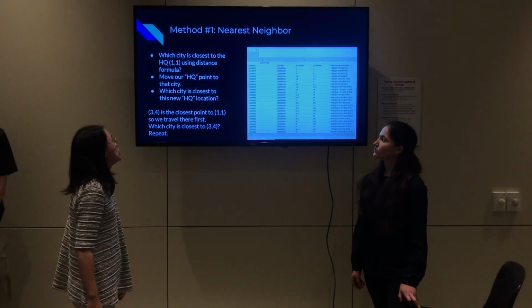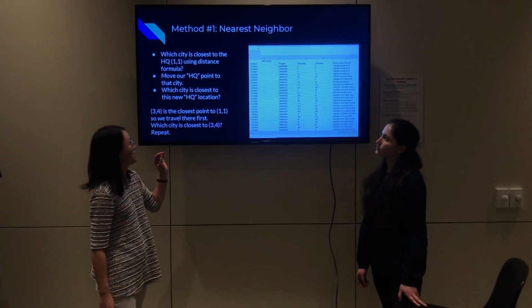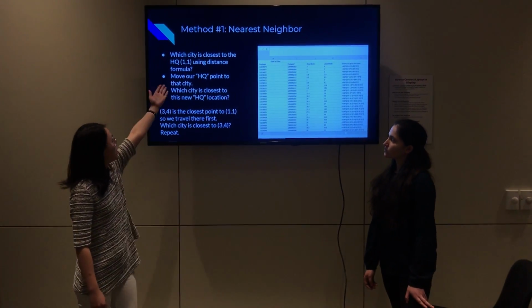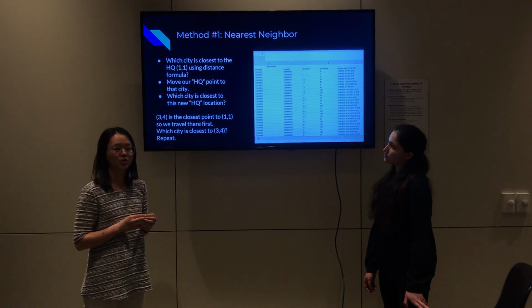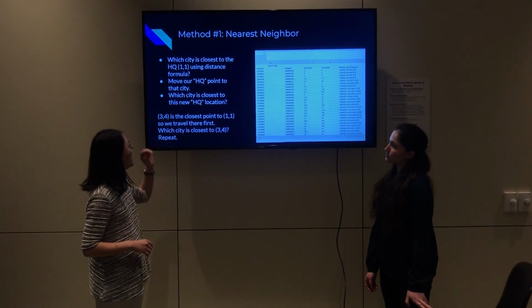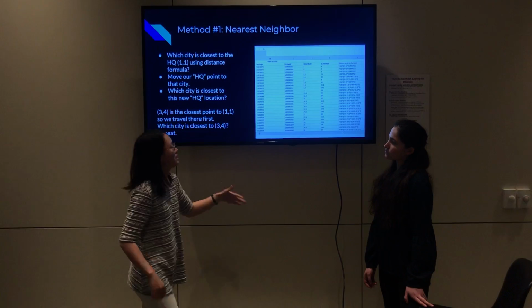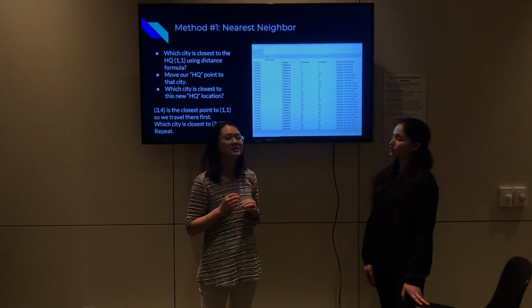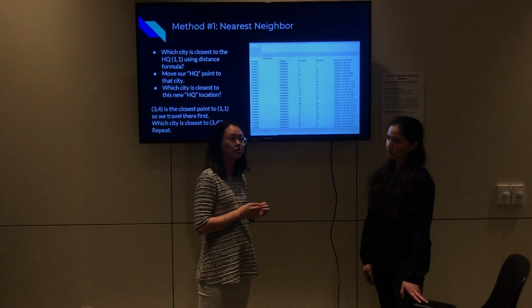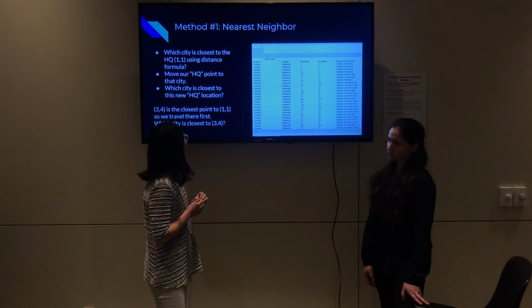So the first method that we used is called nearest neighbor in Excel. As you can see, our headquarters is 1, 1. First, we calculate the nearest point to our headquarters, 1, 1. In this case, it's 3, 4. We use the Excel worksheet to calculate the distance from 1, 1 to 3, 4. And then we start from 3, 4 as our new headquarters, and do that over and over again.